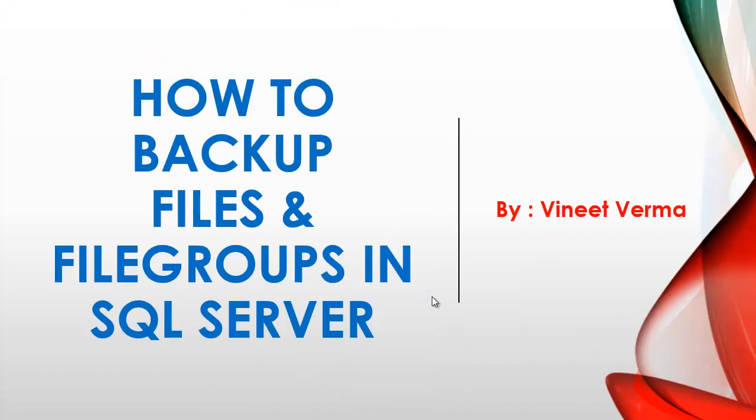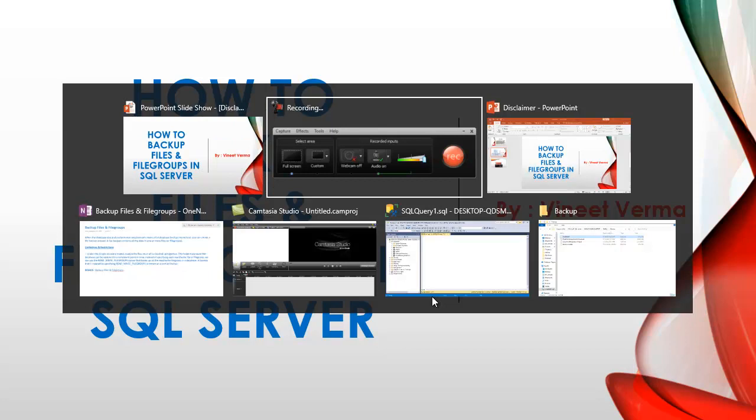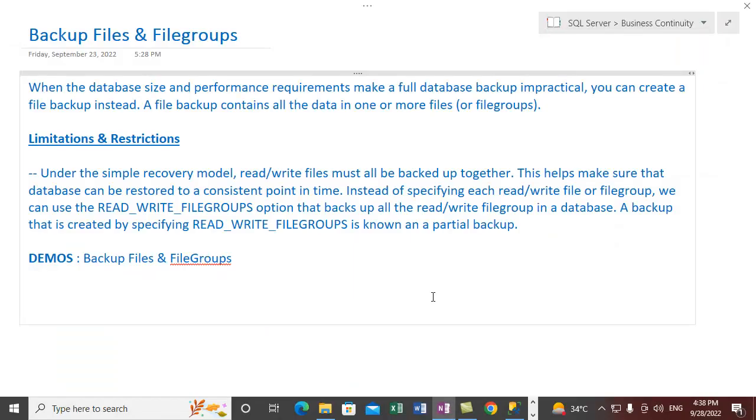Now let's go back to the topic, which is how you can back up the files and file groups in SQL Server. So let's move on to my notes. The file and file group backups can be taken by using SQL Server Management Studio. You can use Transact-SQL as well as PowerShell. And why do we take file and file group backups?